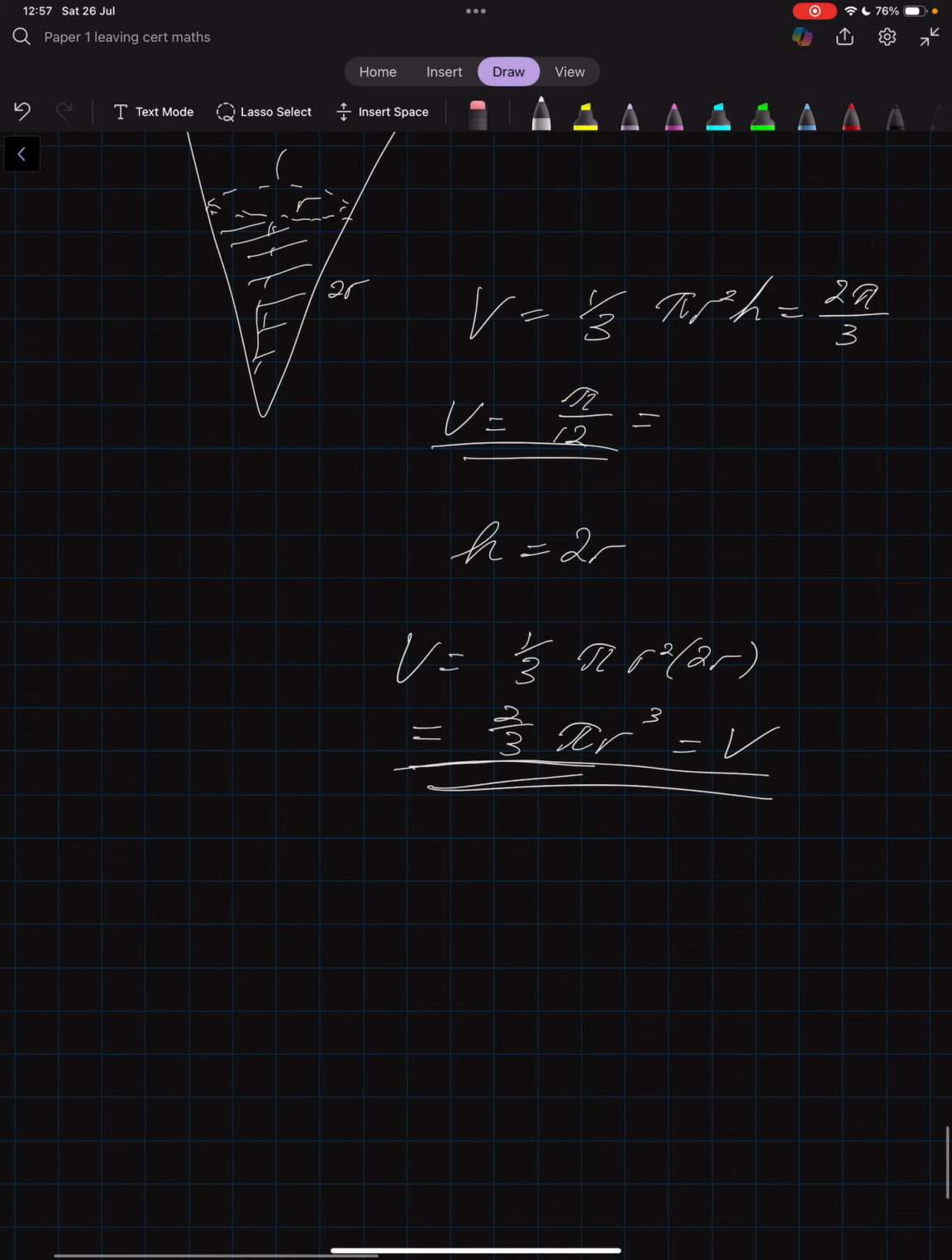So remember, the volume, I want to know what is the radius. So when the volume is this, what's the radius? Actually, no, sorry, it might.